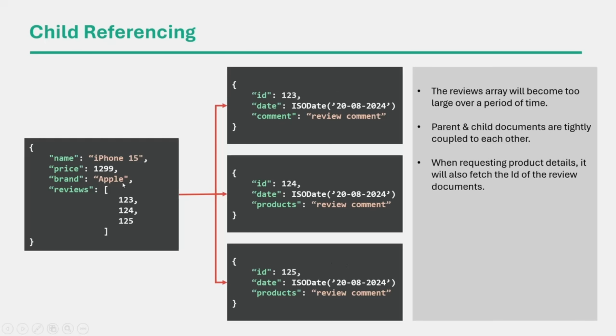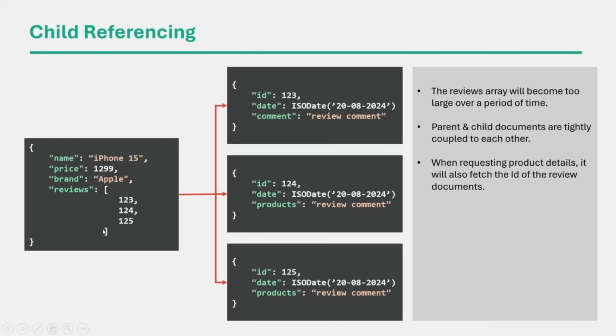So here the parent document is referencing its child documents by storing the document ID of the child documents. So in the parent document, we are storing the document ID of the child documents. And that's why it is called child referencing, because here we are referencing the child documents from parent document. Now, the problem with the child referencing is in the parent document, in this case, in this product document, we have an array of reviews. And in this array, we are storing the ID of the review documents. Now here, this array of ID can become very large over a period of time.